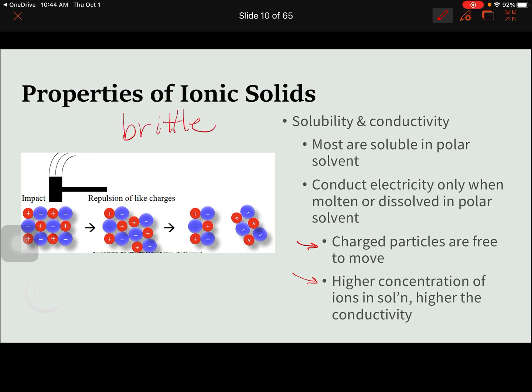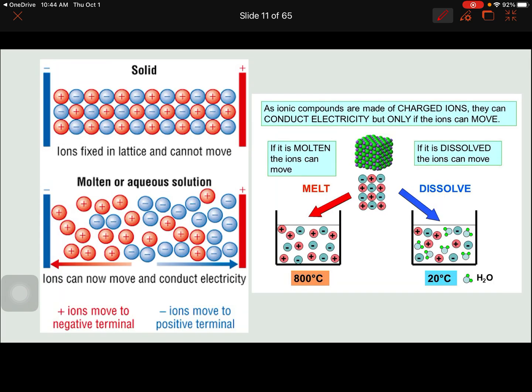I don't know why I have the picture here and not the statement, but they're brittle. The reason why is because if you put a force upon these ions that are originally arranged in this alternating positive-negative pattern, you shift their positions and you would now align a negative with a negative and a positive with a positive. Those like charges repel and it will split apart. So if you had a chunk of rock salt, you could split it apart easily.